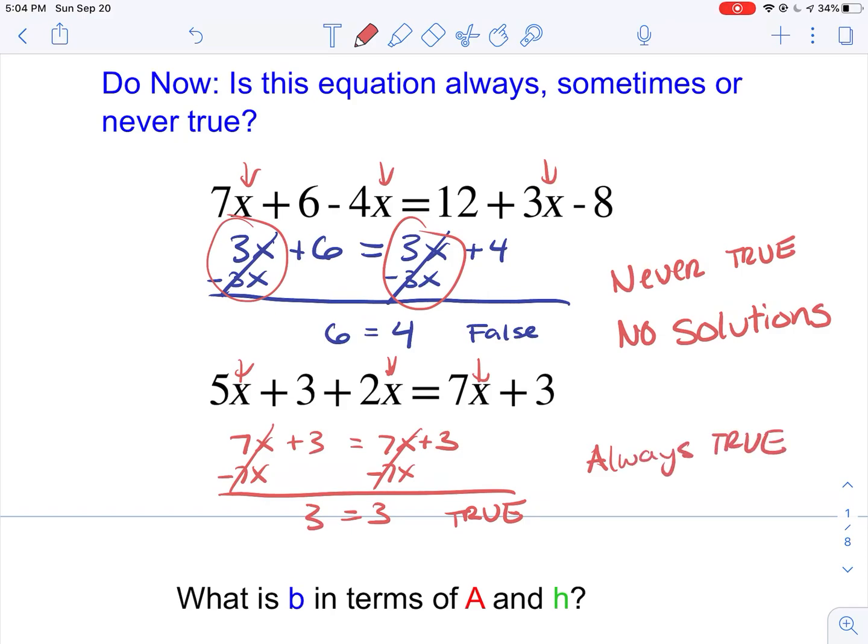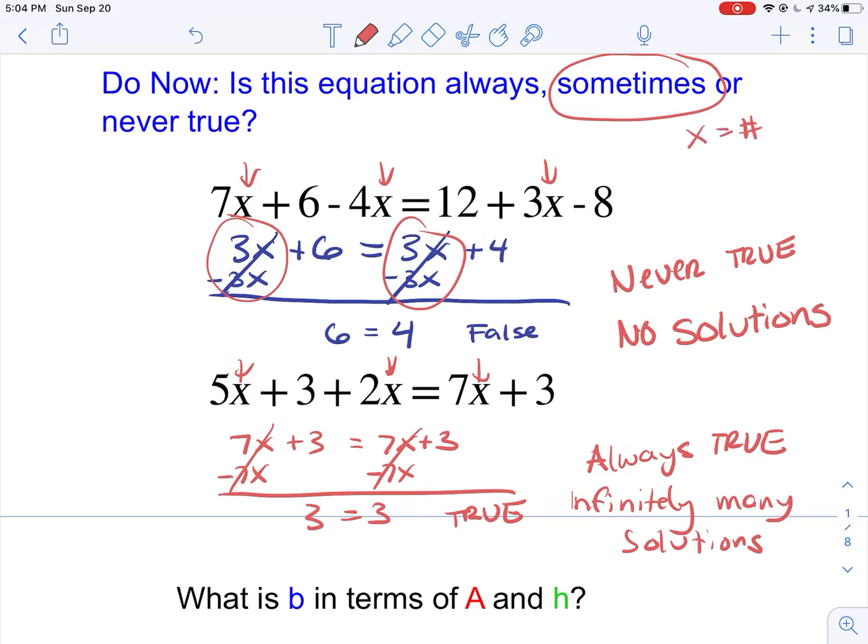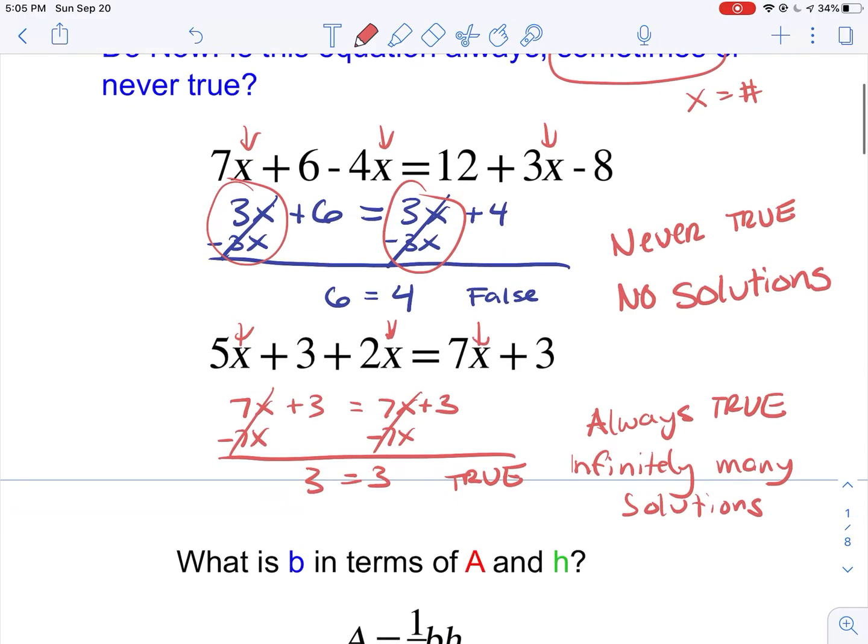Now, if something is always true, that means that there are infinitely many solutions. Meaning every number you can think of could be plugged in for x and give us a true statement. Now, sometimes is every other equation we've solved before, right? It's anytime we get an answer, x is equal to a number, okay? Because that equation is only true sometimes, when x is equal to that number, all right? So keep in mind that you might see these weird cases from time to time, but it doesn't mean that you did it wrong. It just means that there are some special cases.